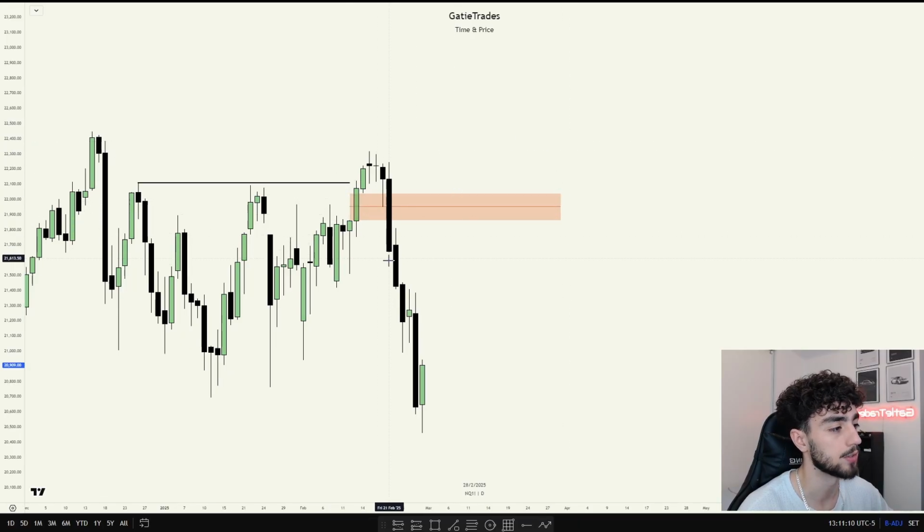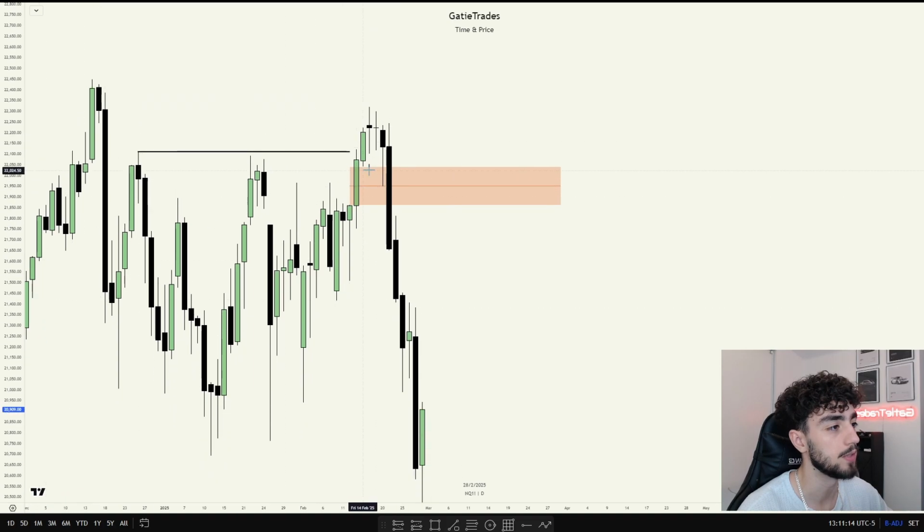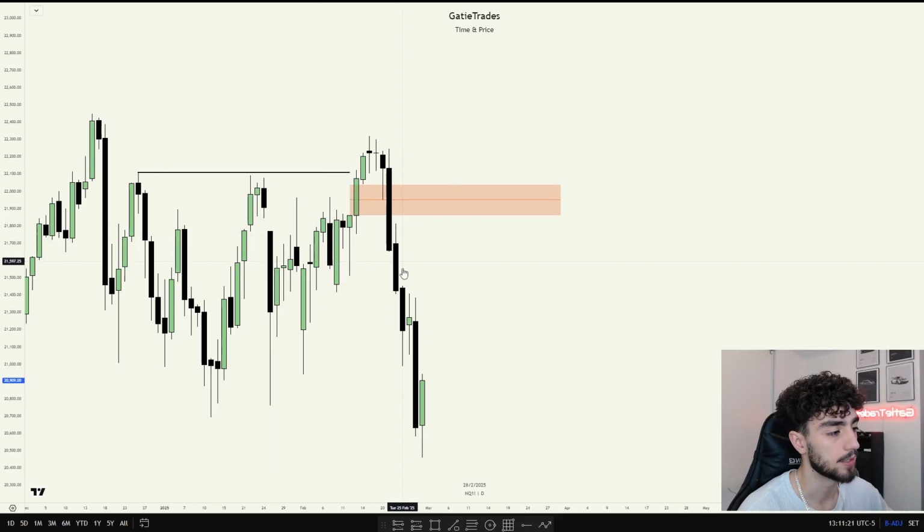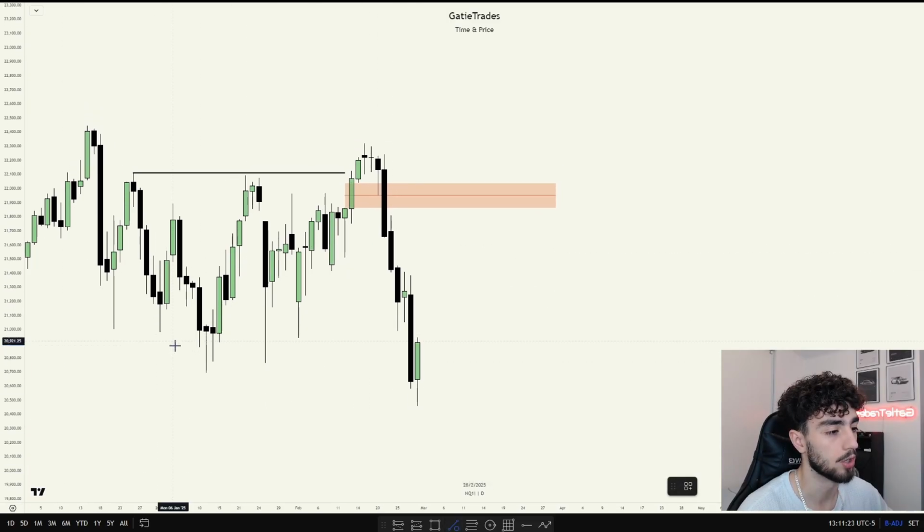So it changes characteristic. And you can see how the market performs this inversion fair value gap. So it leaves this inversion fair value gap. After taking liquidity, we have very solid displacement. And you can see the next couple of days trade lower towards the drawn liquidity.